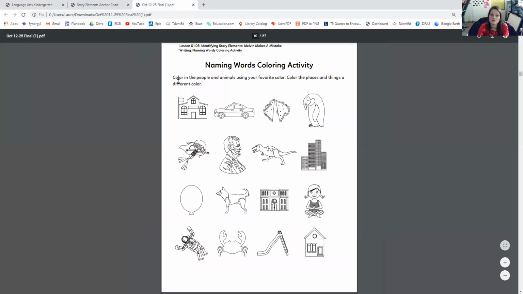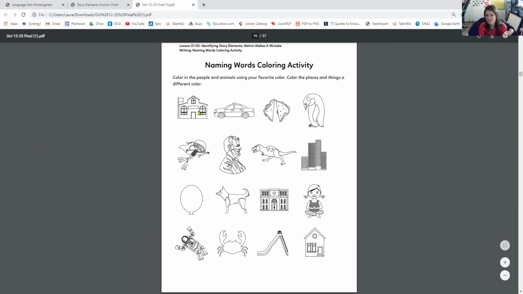So what you will do is color in the people and the animals using your favorite color. So people and animals, you're going to color one color. So whatever your favorite is. And then the places and the things is a different color.